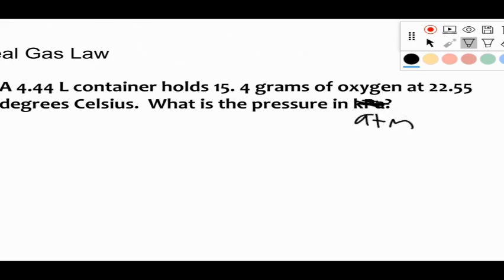So again, my equation is PV is equal to nRT. If I'm plugging in my pressure, that's what I'm solving for, so I'm going to leave it as P. That's not the only thing we can solve for, but that's one of the most common variables. My volume is 4.44 liters. My n is moles, and that's where I run into a problem because it doesn't give me moles, it gives me grams. And so I'm going to have to do a basic gram to mole conversion.